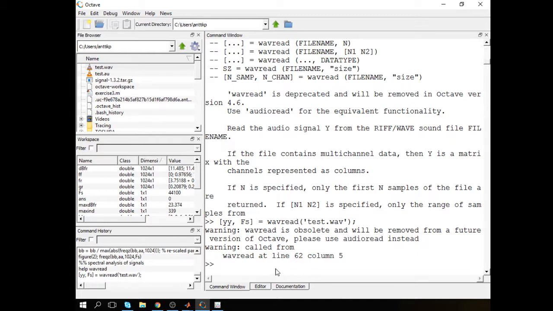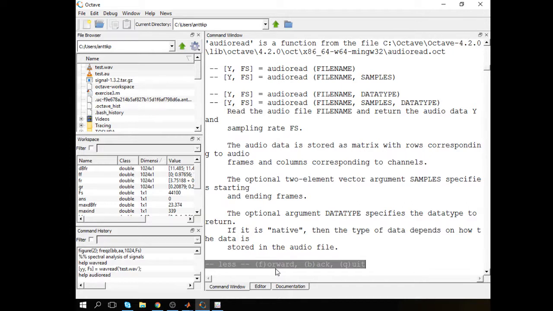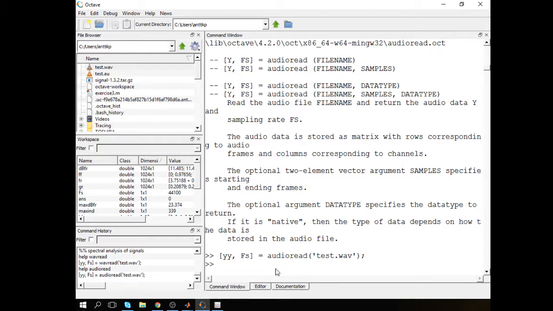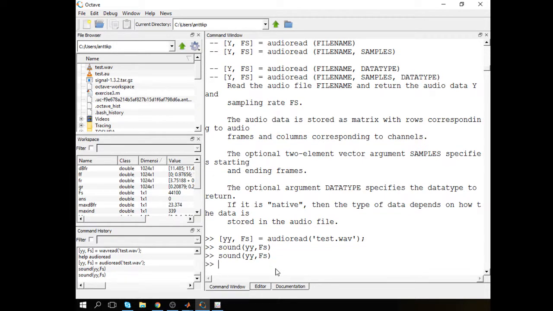What does it say if you say wave read? Let's see the audioread. Well, it's the same. So basically I can use audioread. Much better. Okay, and let's see. Sound y, Fs. That was kind of a ding. Good.